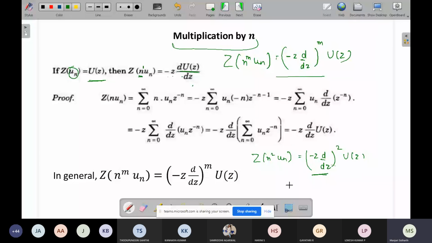So don't write directly z square. First the operator will operate its first power, that means differentiate it, then multiply by minus z, then whatever result you get, differentiate it and then multiply by minus z. Okay, this is an operator. See, nothing is given here whose differentiation is taken, that means the operator form is given. Now see an example.